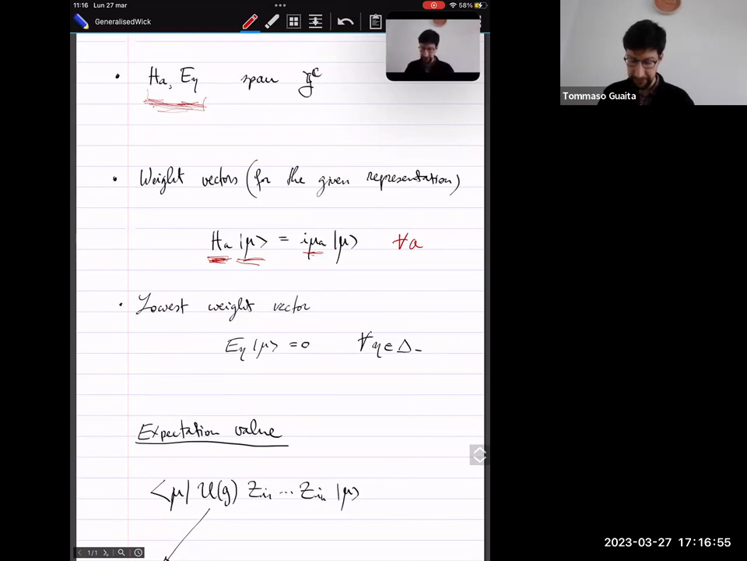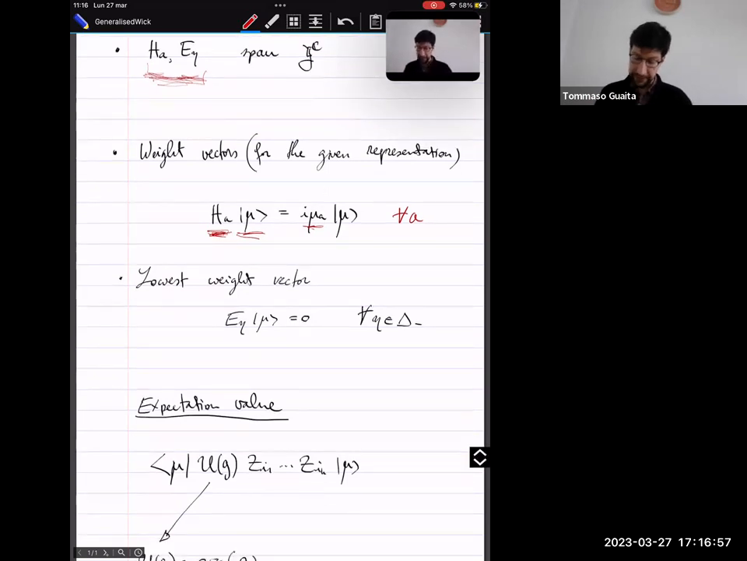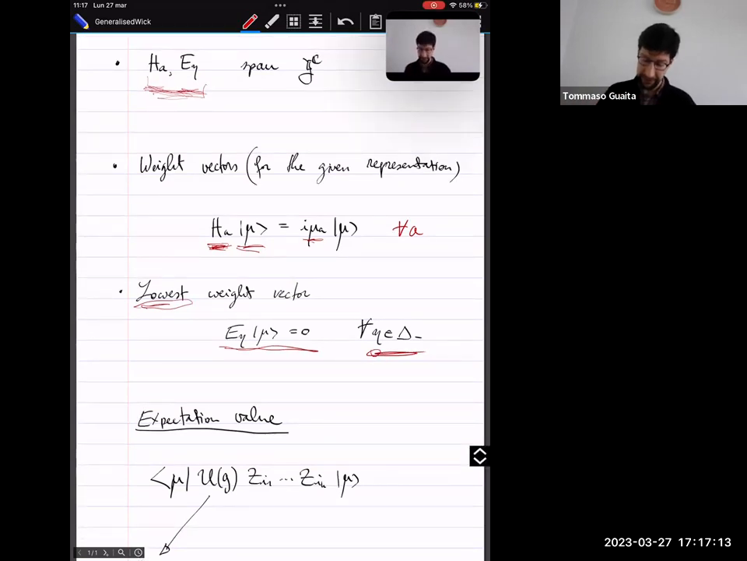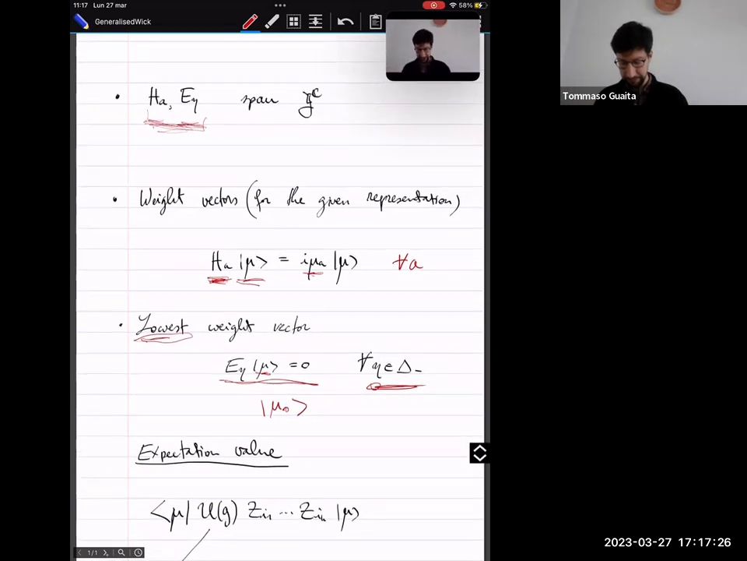So these are the weight vectors. And you can show that there exists a unique weight vector, which is called the lowest weight vector, which has the property that it is annihilated by all the root operators E_eta for every eta in the negative root subspace. So when you act with E_eta for a negative root on this given mu, it will give you 0. And there is only one mu, let's call it mu 0, that does this. And this is called the lowest weight vector.